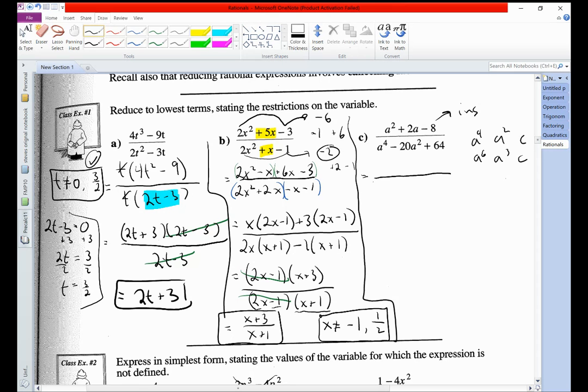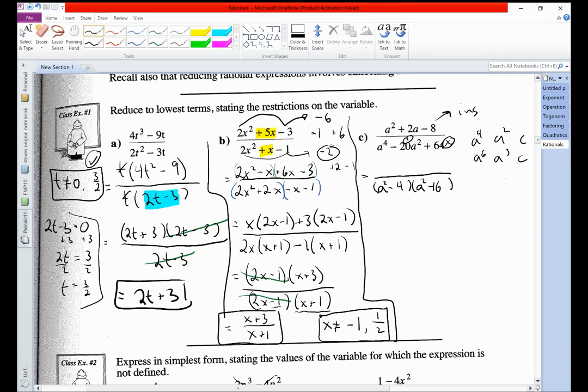If that was just a regular trinomial with an a squared at the front, we would just put a and a. But because it's a to the power of 4, it'll be a squared and a squared. And now we're just looking for two numbers that multiply to 64 and add to negative 20 like we normally do. I'm just going to go through it quicker. So the two numbers are negative 4 and negative 16. If you need to do your multiplication chart on the side, definitely do that.